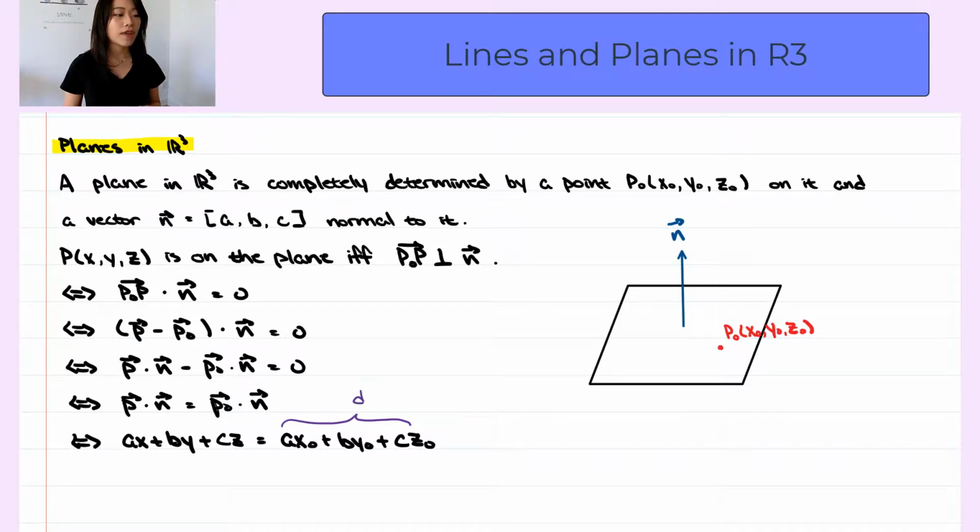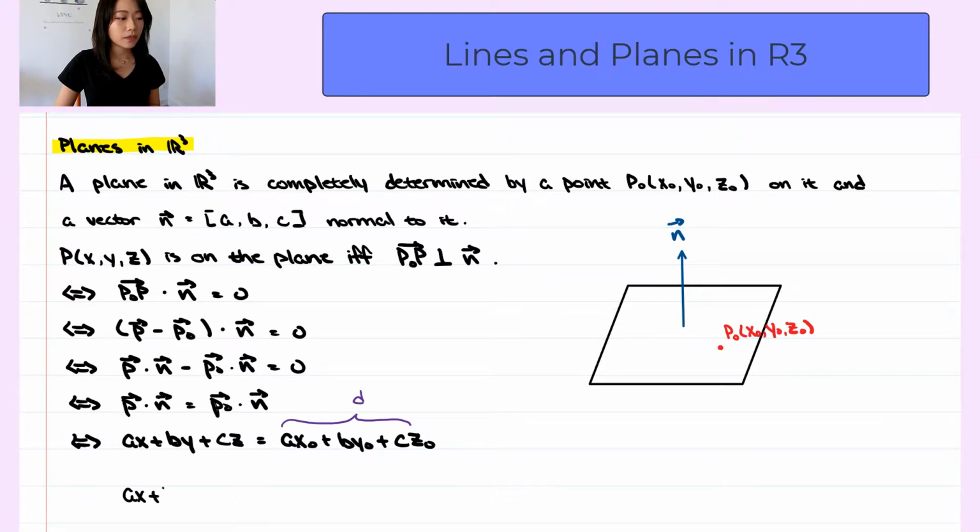P has components of x, y, and z, and n has components of a, b, and c. So P dot n, we get ax plus by plus cz. Similarly with the right hand side, P0 has components of x0, y0, and z0. But note that on the right hand side, a, b, and c are just the components of n, which are constant. x0, y0, and z0 are components of P0, which are also constant. So let's just call the right hand side another number, d. So here is how we are going to denote the equation of a plane.